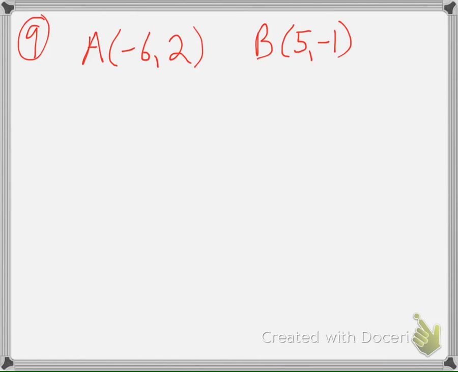So this one says, find the rate of change of a line that passes through the points (-6, 5) and (-1, ...). Wait, are we going to have graph paper? What's the question? Find the rate of change of the line that passes.